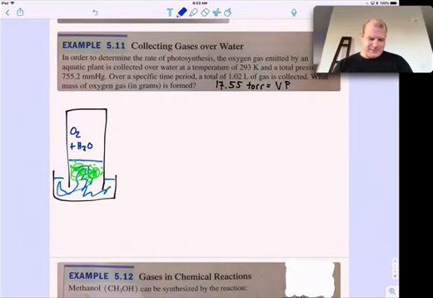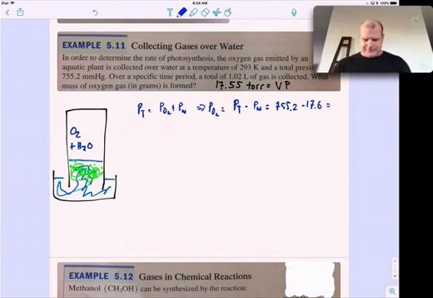So that means that the total pressure is the pressure of the O2 plus the pressure of the water, which implies the pressure of the O2 is the total pressure minus the pressure of the water, which is 755.2 minus 17.6, and that equals 737.6 millimeters of mercury.